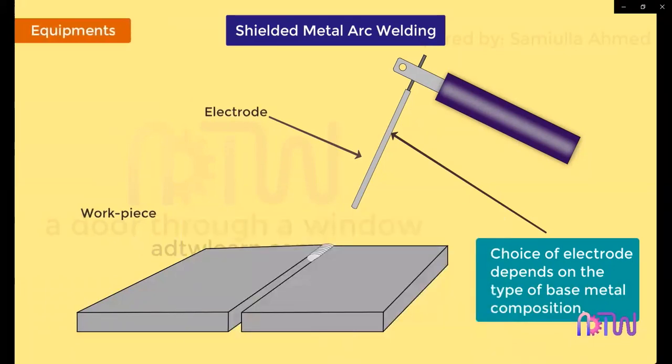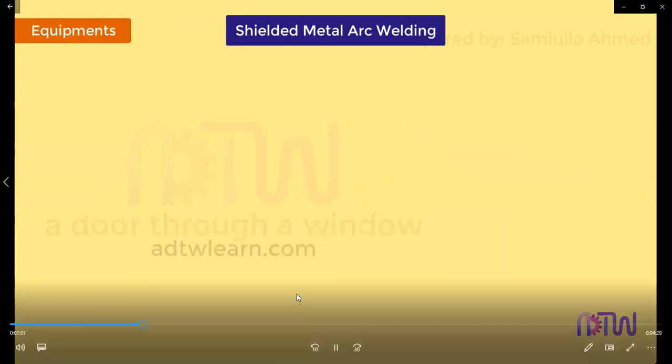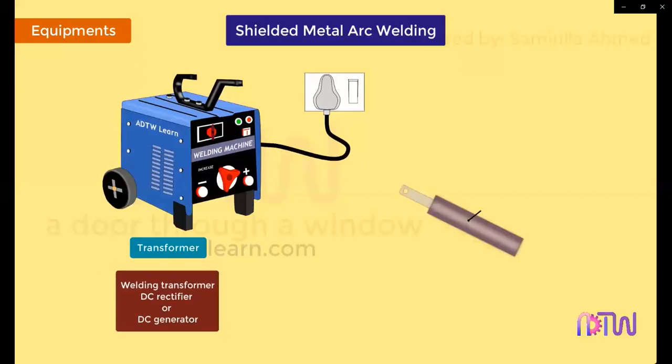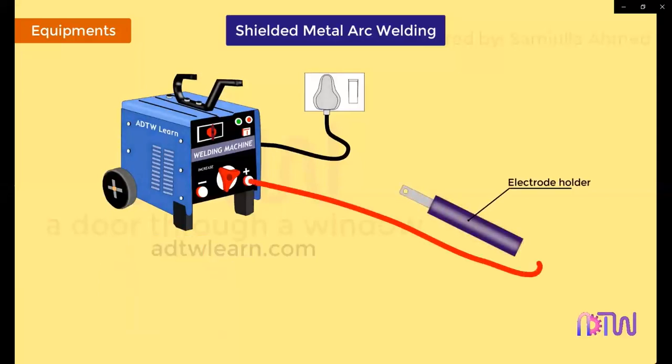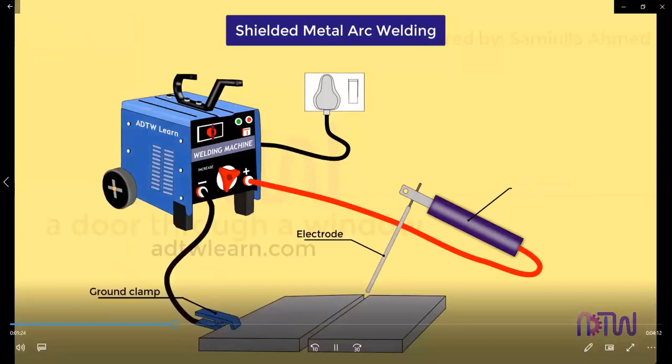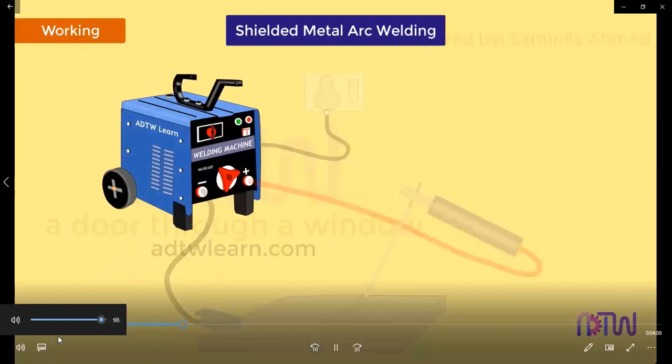Equipment or components of shielded metal arc welding. Power supply: most commonly, a welding transformer, a DC rectifier, or a DC generator is used. Electrode holder. Electrode. Ground clamps. Working: first, the power adjustments are made on the transformer.